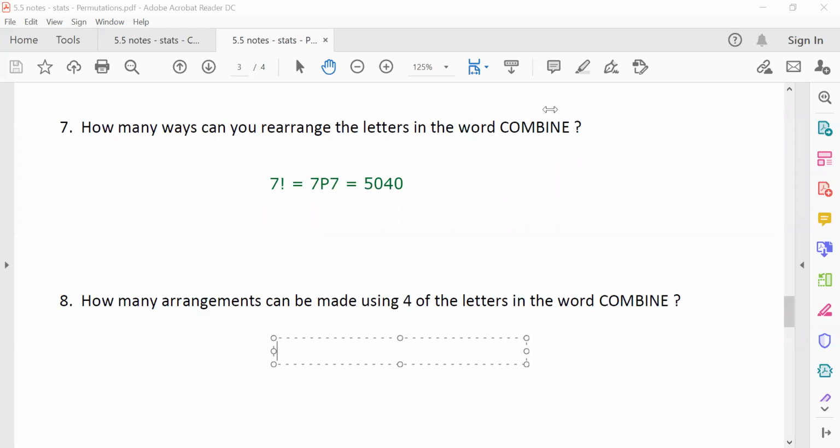I think that's fun. That would be 7P4. Here we go, 7P4. And with a little bit of fun here, you get 840. Do some calculations. So that was a permutation.